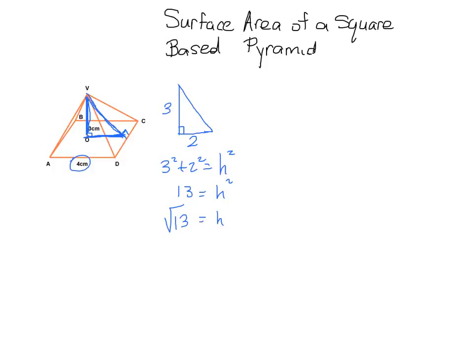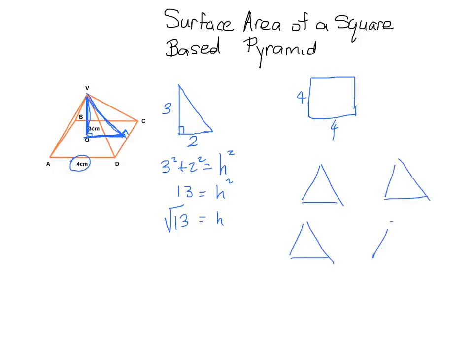All right, so we have a square at the bottom. That's 4 by 4. And we have 4 triangles. Let's just draw them really messily, right here, old school. The base of each triangle is 4. Let's look at the triangle on the right. The base is 4, and the height of the triangle is root 13. The base is 4, the height is root 13.